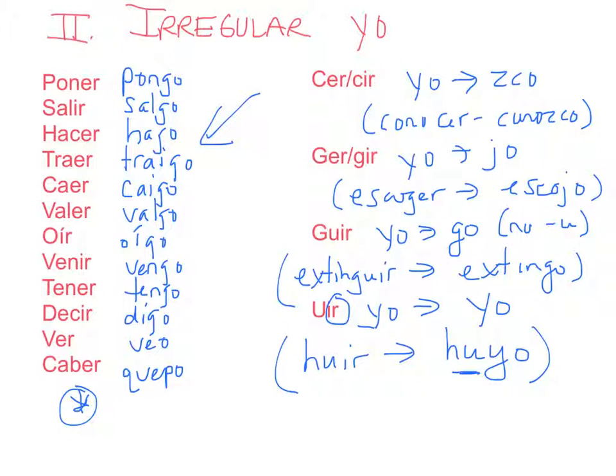If we were doing a verb like hacer, it's an ER verb. Go to the O, hago, drop the O, and add the opposite endings, so AR endings. Haga, hagas, haga, hagamos, hagáis, and then hagan.